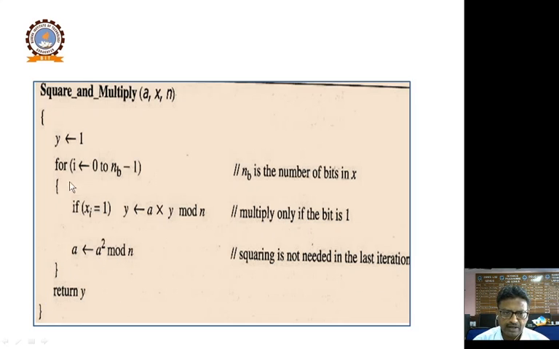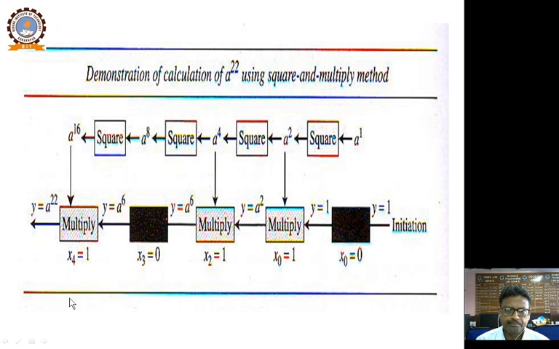And after this execution is over, when the iteration is over, whatever is the value of y is considered as the solution. So this is how it works. But let us check how a to the power 22 is computed using the square and multiply method, or the fast exponentiation method. Now, when we convert 22 into a binary number, it will become 1 0 1 1 0.